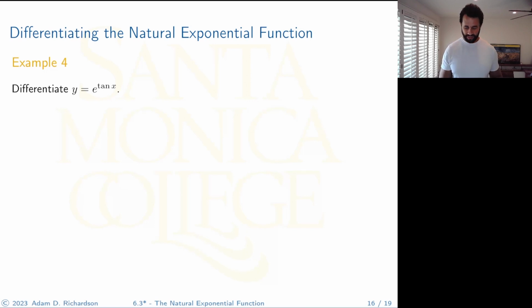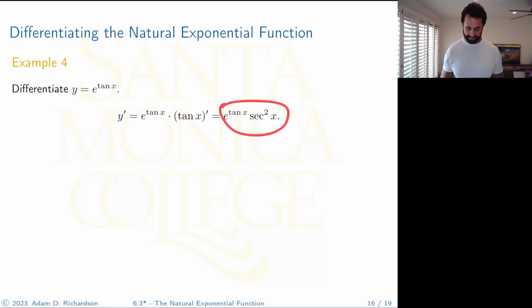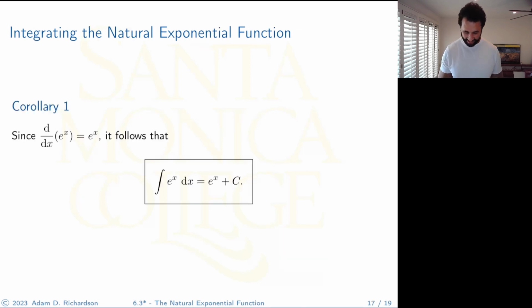All right, here we go. We're just going to use the chain rule, but now we know what the derivative of e to the x is. It's its own derivative. So using the chain rule, the derivative of e to the tangent x is going to be itself times the derivative of the inner function tangent of x, which is secant squared. So this is it. Easy peasy.